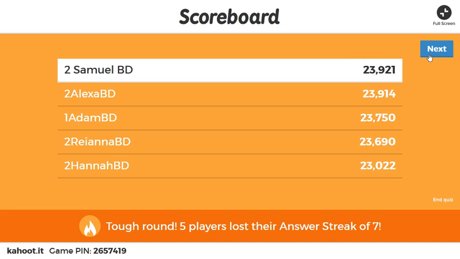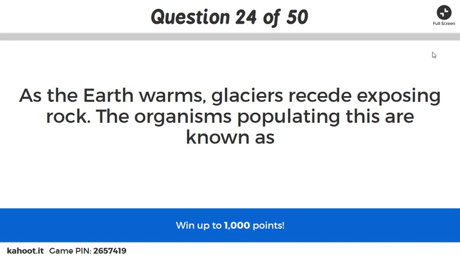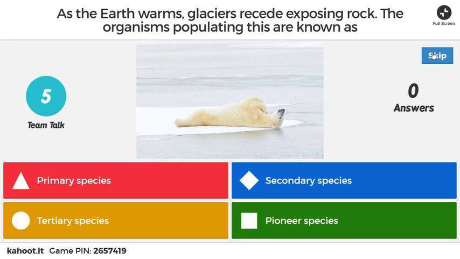Samuel has moved up from second period. Nice job. As Earth warms, glaciers recede, exposing rock. The organisms populating this are known as. So taking a look at that exposed rock, what do we call the organisms that are going to populate it for the first time?